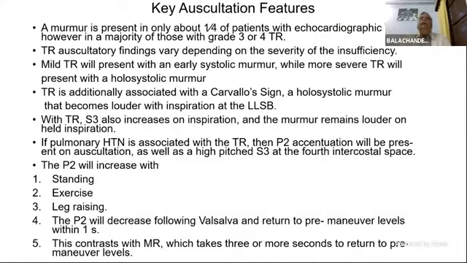So these are the key auscultation features, the TR murmur, and remember the P2 increases with standing, exercise, leg raising, etc. Especially with exercise, it tells you that there is pulmonary arterial hypertension. Even if you sometimes don't hear the P2, all this has to be done, and shown that the P2 does not increase in low pressure TR. So that's an important point to note.